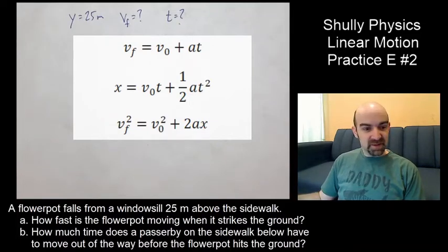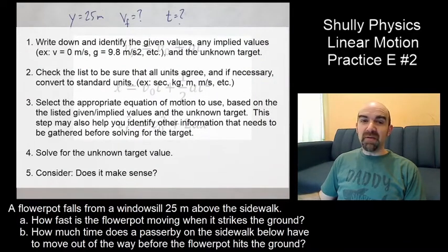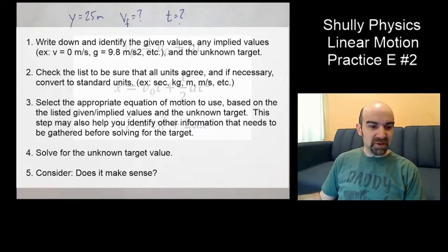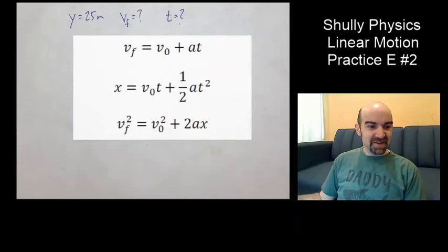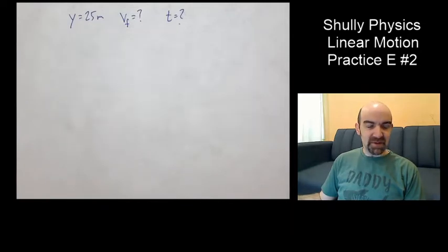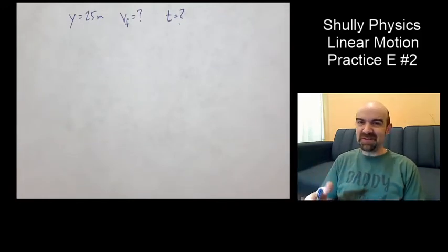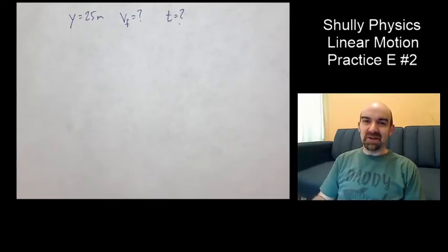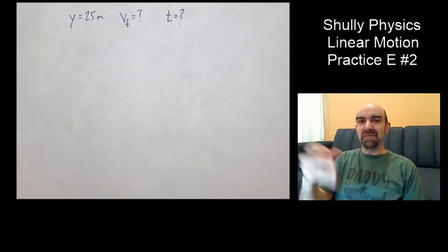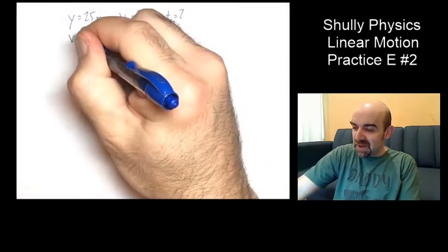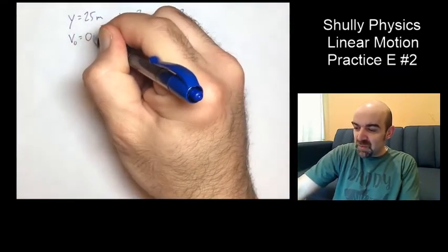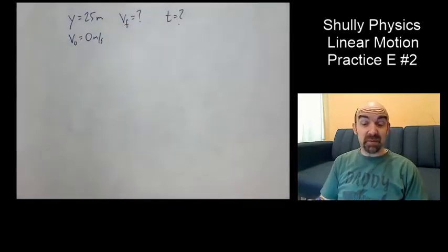Is that implied? If a flower pot falls, what is the initial velocity? So if an object falls, what's the velocity? It's zero. The initial velocity is zero if it's falling. It's not thrown downward. It's not chucked. It's not tossed. It just falls. So that is implied. The initial velocity is zero. Look for those zeros, especially with free fall problems.